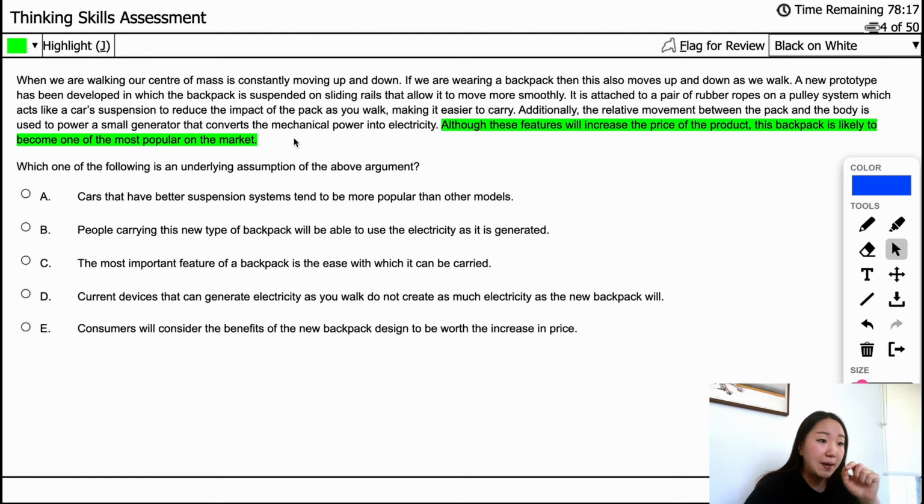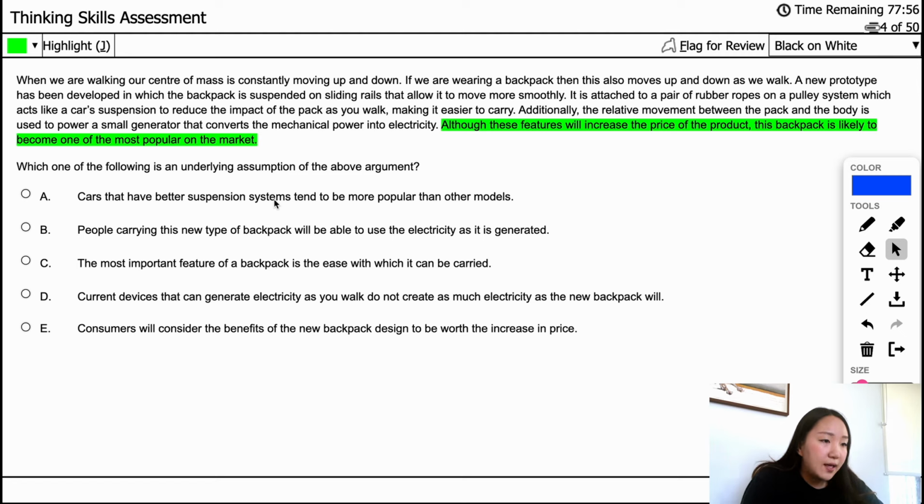Doesn't matter, this backpack is going to become one of the most popular on the market. Obviously, there's a lot left unsaid there. The main one being, okay, so people don't care about the price if the features are there. It will become popular regardless. People will buy it anyway. So that's the obvious assumption. So now we just have to find something similar to that in our answers.